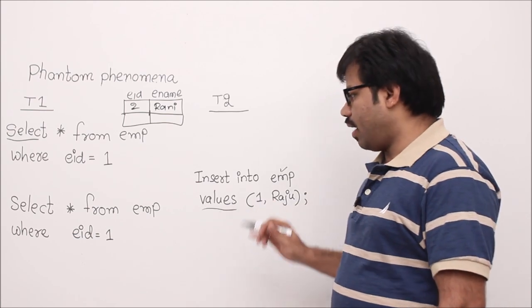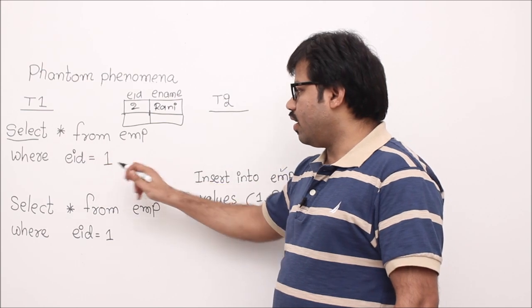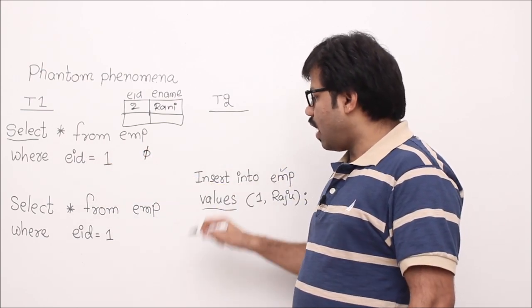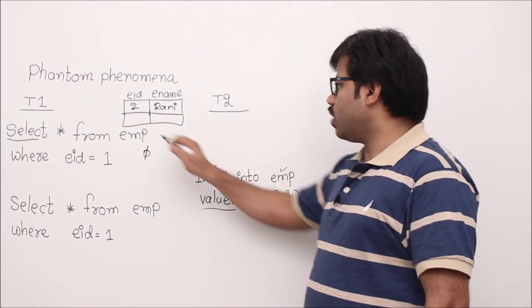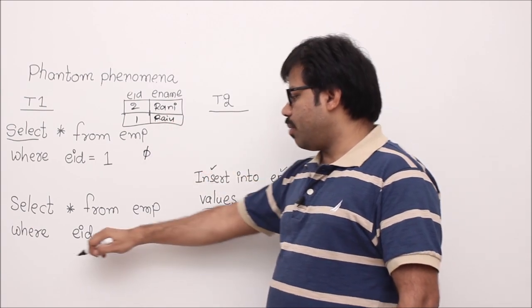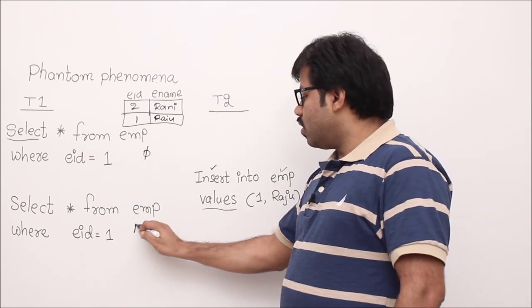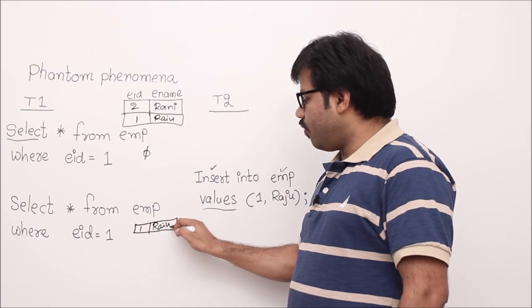So when you do that, what happens we'll see. First time when you execute this query, because there is no employee ID 1, then you get empty result. And second time when you execute it again, after this one, what happens? So insert into employee values 1 comma Raju, then 1 comma Raju will be added. Then when you execute it again, this time employee ID equal to 1 condition will be satisfied, and so you get 1 comma Raju. This phenomena is called phantom phenomena.